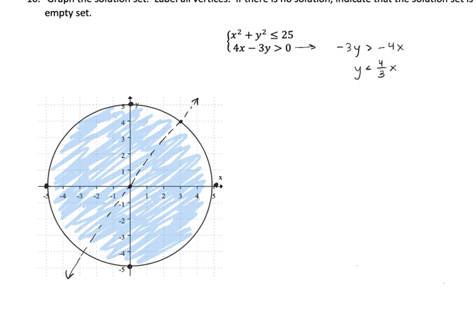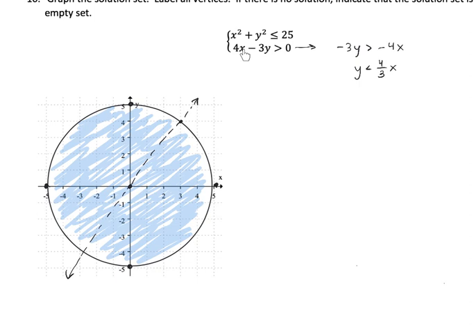Now we need to determine where to shade on this dotted line. Because it goes through 0, 0, we can't use 0, 0 as the test point. So I'm going to use 1, 0 as my test point. If I plug in 1, 0 and it satisfies the inequality, then I'm going to shade towards that test point. If it doesn't satisfy this inequality, I'm going to shade away from the test point. So plugging in a 1 for x and a 0 for y.